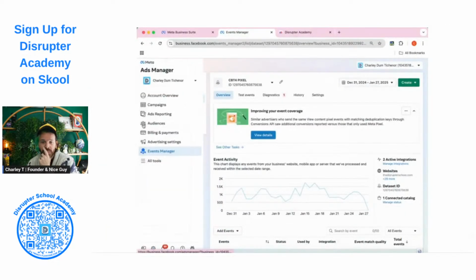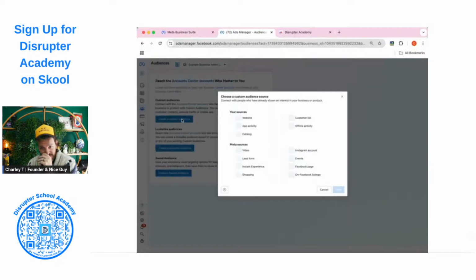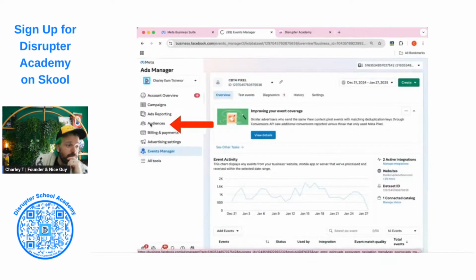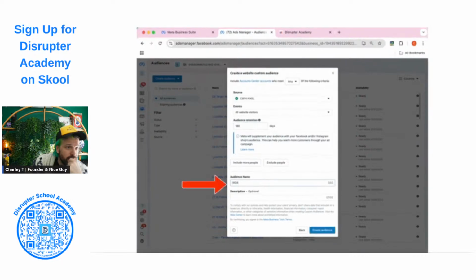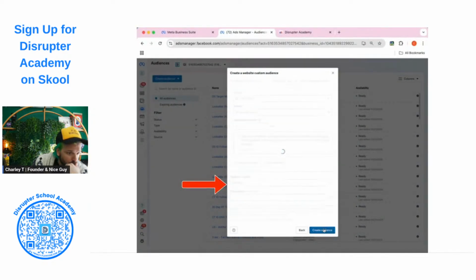So if we come back to our Business Manager, we can go over here to Audiences. We're going to create a custom audience. We're going to go Website, Next. We can go over here to this Audiences section. Now in here you have source, events, and audience retention. Our source is our pixel, mine's the CBT4 pixel. And for our events, we're going to do all website visitors. For audience retention, we can go up to 180 days. Classically, what we call this is a WCA 180. That means website custom audience for the last 180 days. Let's go ahead and hit create.